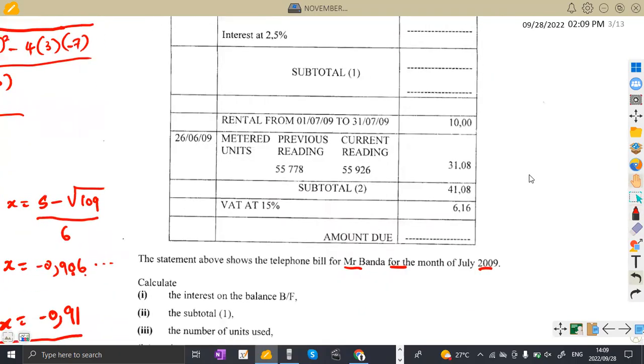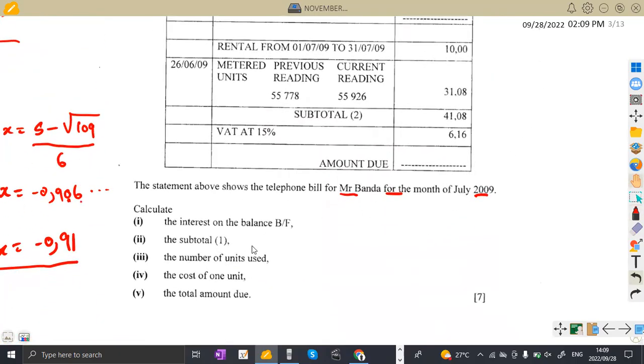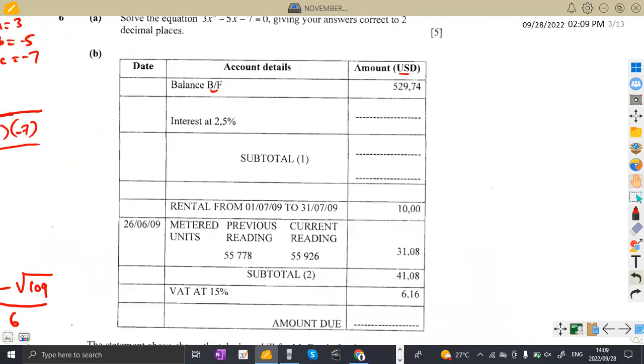So let's see the first question. Calculate the interest on the balance brought forward, which means we are talking about interest on this BF, which is item 1. So the interest you're already given here, interest at 2,5%. So this is 2,5% of what? Of this amount. Because we couldn't manage to pay, we're going to be charged a certain interest. So it's 2,5% of this amount, which is $529.74.